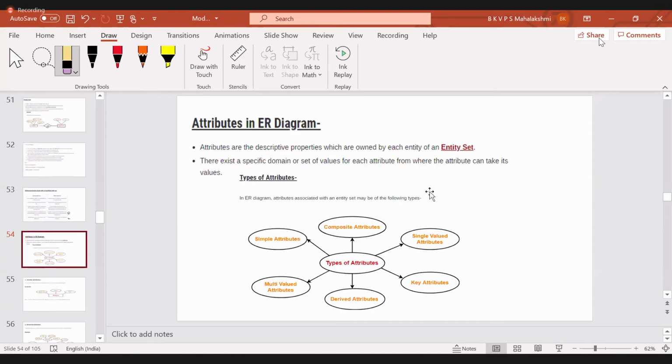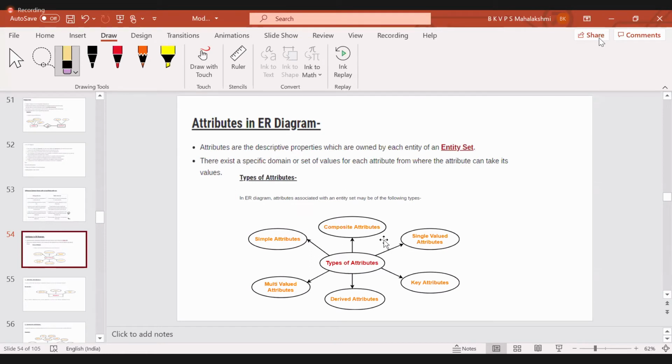So this is one more concept in our theory syllabus, which is very interesting, and if you have theory exams, you will definitely get this question, maybe for 2 marks or for 6 marks. Attributes in ER diagram. Even for the mid examinations, we will make some fill in the blanks or MCQs on attributes in ER diagram.